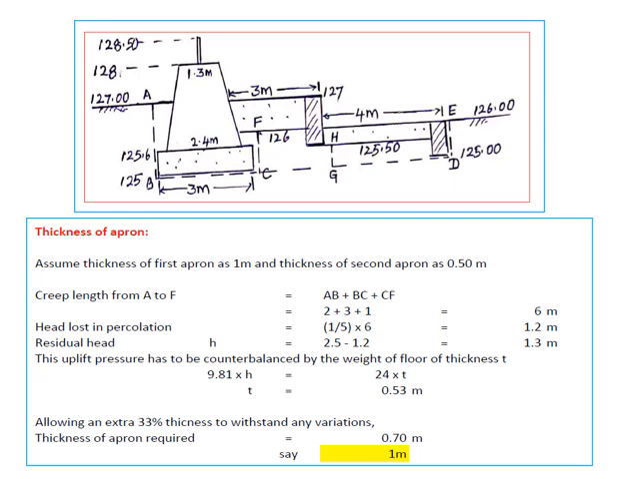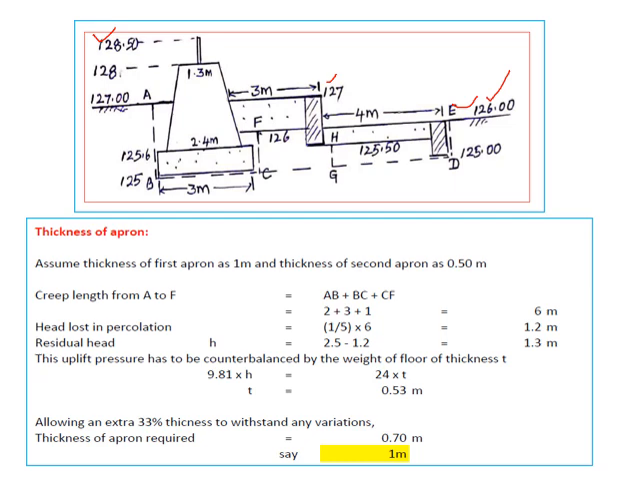So this is the sketch of the aprons that we are providing. The first apron will be kept at the level 127, which is general ground level. The second apron will be kept at level 126, which will be below the ground level, below the surplus weir. So we have the thickness of the first apron as 1 meter, thickness of the second apron as 0.5 meters. I told you that the maximum seepage head is 128.5 minus 126, which is 2.5. Now the water creeps like this, water seeps like this and comes out.